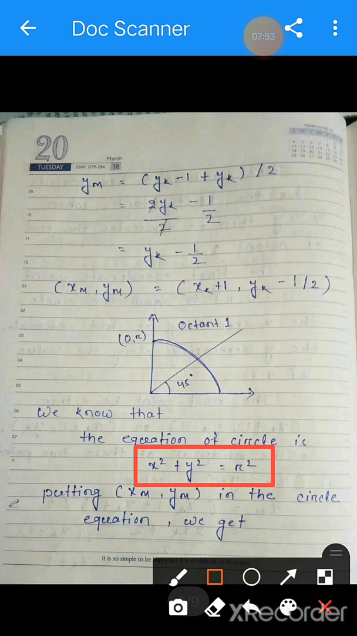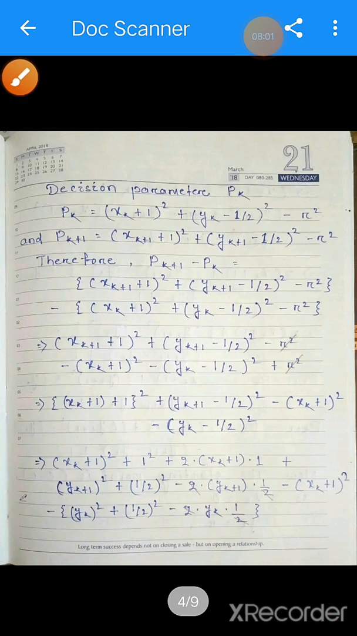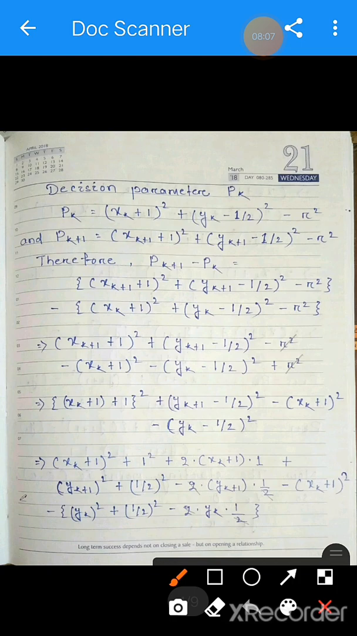Putting xm, ym in the circle equation, what do we get? We get the decision parameter pk. That means pk equals x square plus y square minus r square. So here the x value is xk plus 1, the y value is yk minus half. That means pk equals (xk plus 1) whole square plus (yk minus 1 by 2) whole square minus r square. This one is your pk value.